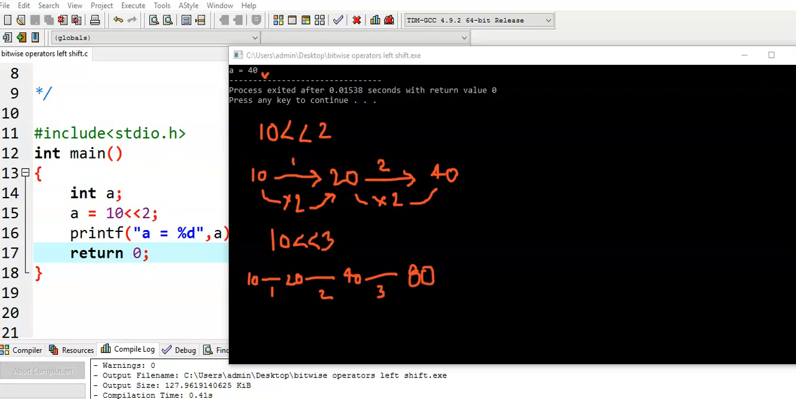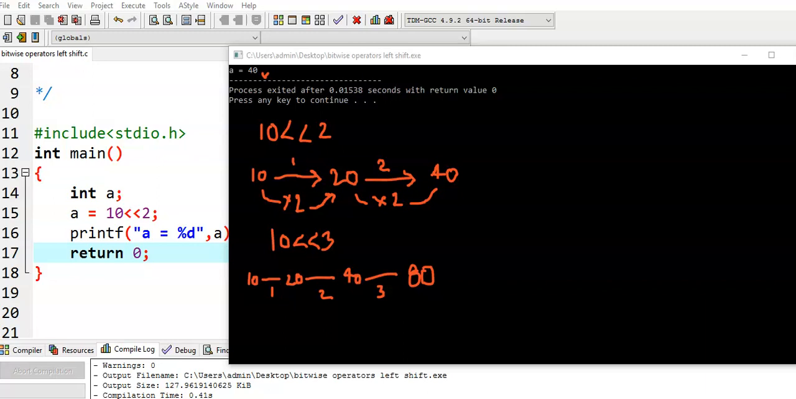But this is possible if and only if the bit values do not exceed the register size. Suppose the values are stored in an 8-bit register. If these values do not exceed the 8-bit register, then we get this type of values. If the bit values exceed the register size, then we get incorrect values. This is what we need to remember.